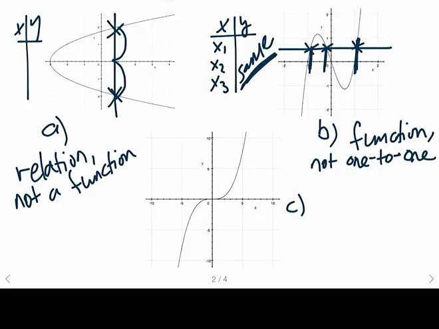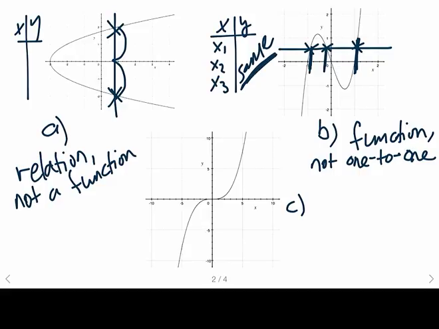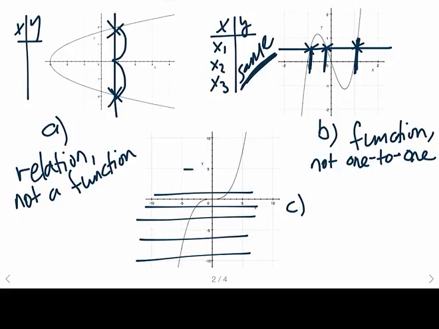In C, we have another cubic function, but this one doesn't wiggle so much. We have a graph that passes the vertical line test, and so it's certainly a function, and it passes the horizontal line test. No horizontal line will touch it in more than one spot. Therefore, the graph of C is the graph of a one-to-one function.